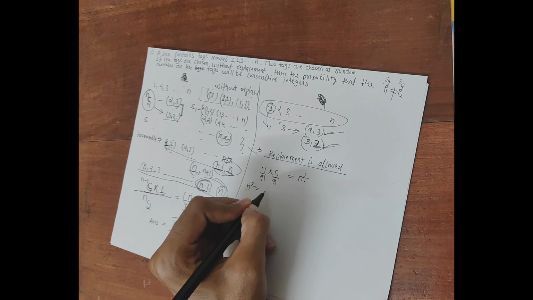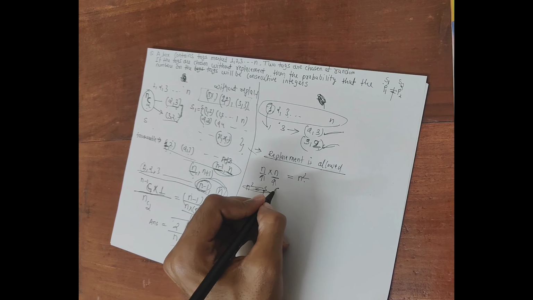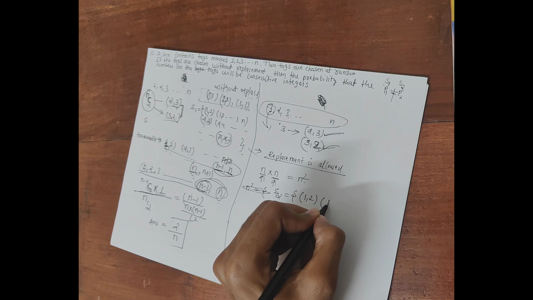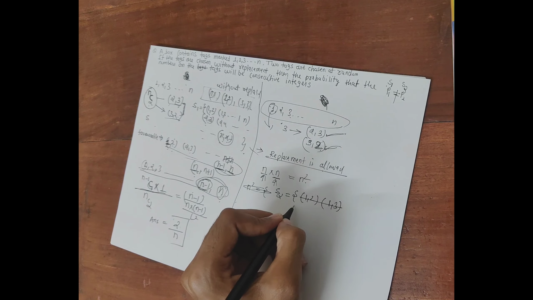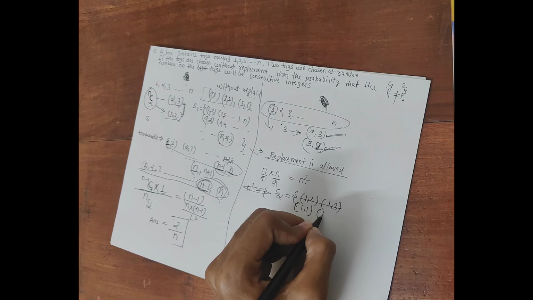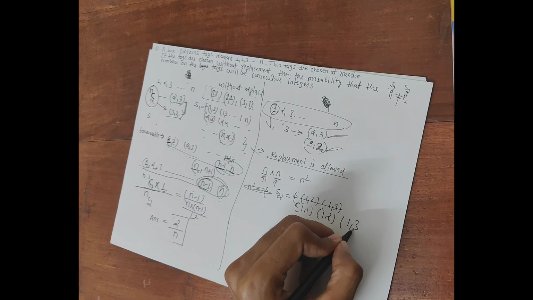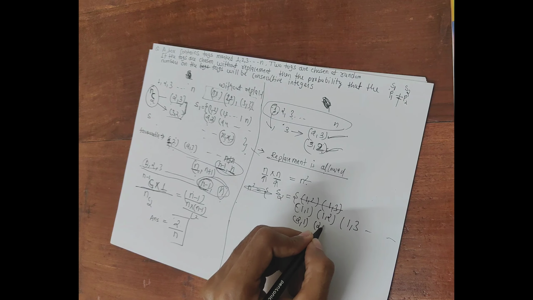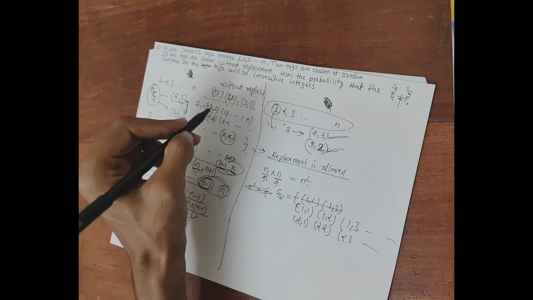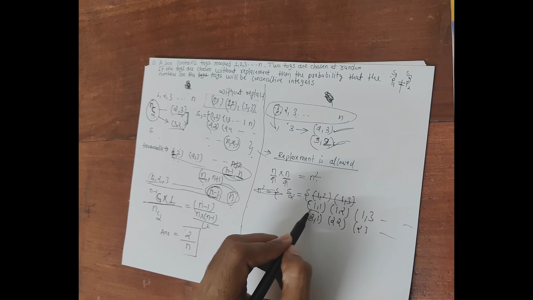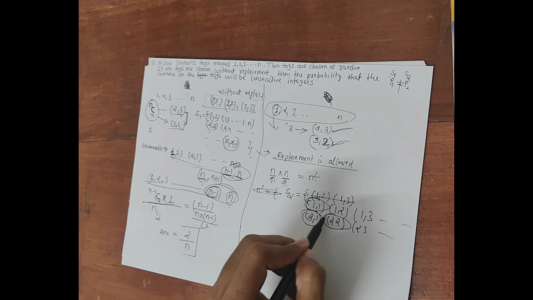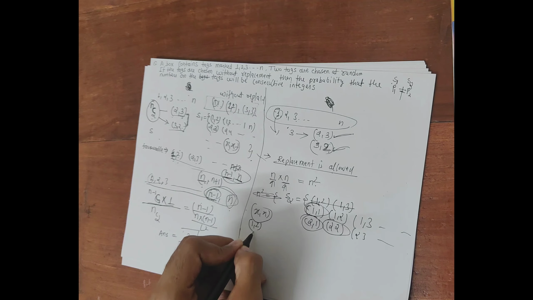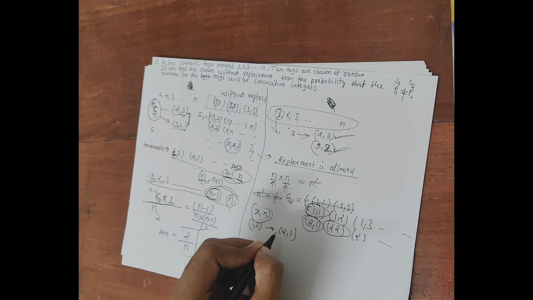So what can n square look like? The sample space S2 looks like this: 1 comma 1, 1 comma 2, 1 comma 3, like this, and 2 comma 1, 2 comma 2, 2 comma 3, right? In the first sample space we don't have pairs like x comma x, and when we select 1 comma 2, we are not taking 2 comma 1, right?